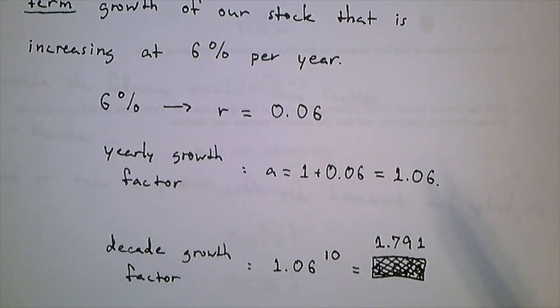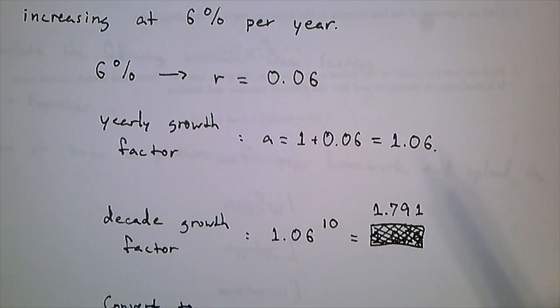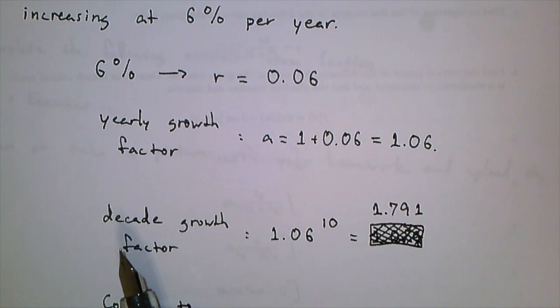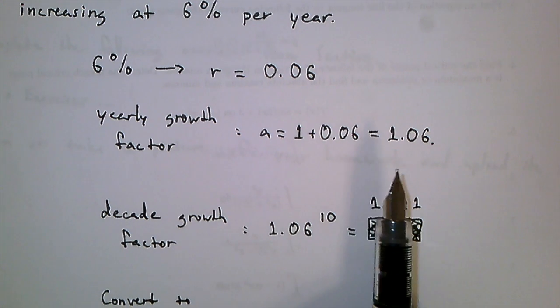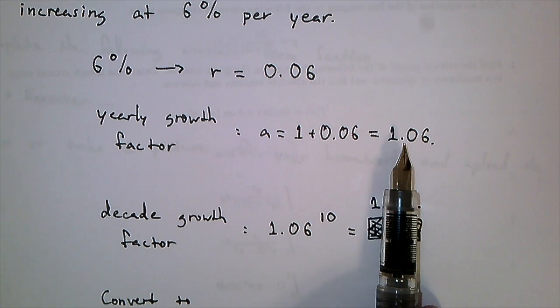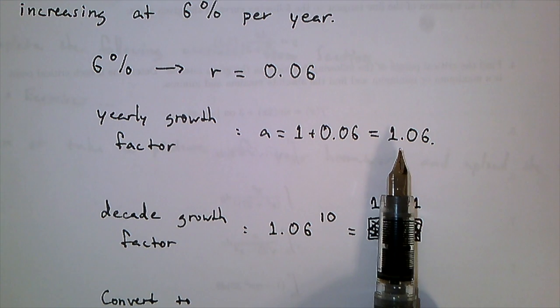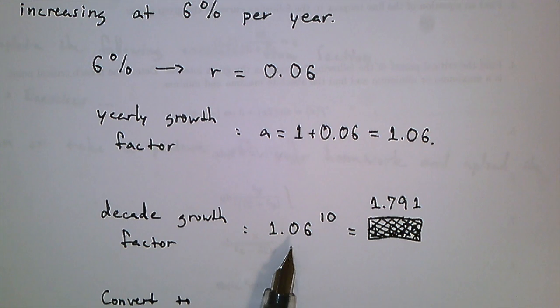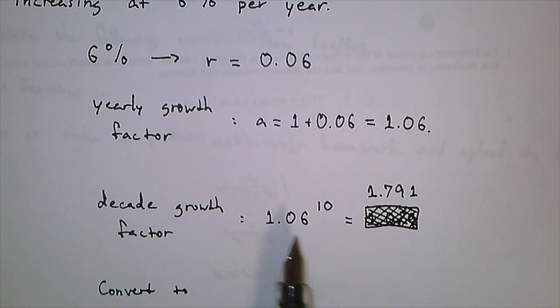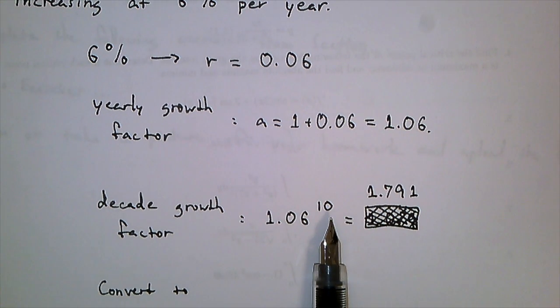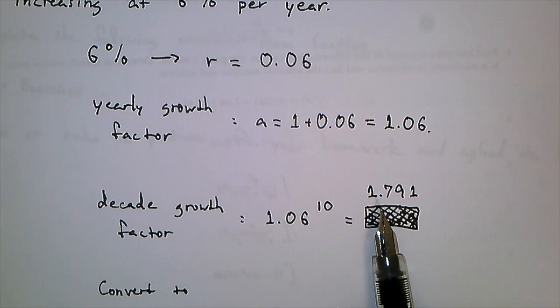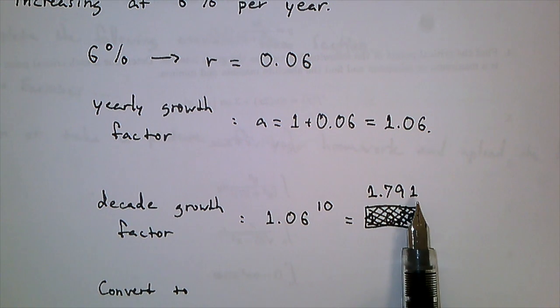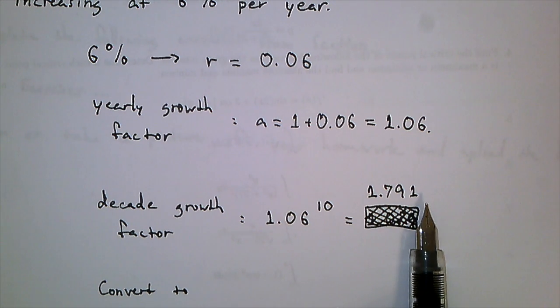Now let's think about the decade growth factor. A decade is 10 years, so there's going to be 10 years of growth by this amount. That means I'll have to multiply by 1.06 10 times. Another way to write that is 1.06 to the 10th power. Plug this into your calculator, and you'll get this number, 1.791, and I've rounded this to 3 decimal places.